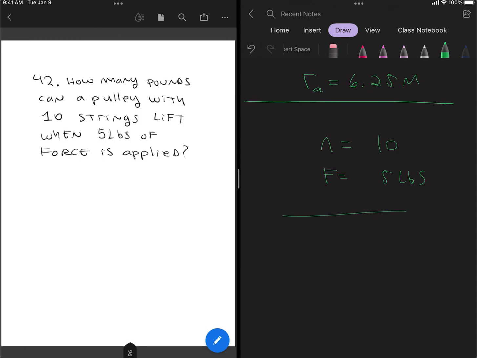You have the load that you want to lift, and it's connected to a pulley. And in this case, from the pulley, you have 10 strings. I'm not going to draw 10 of them here, but the number of strings is 10. So that's just going to be the number of strings here. And so you apply 5 pounds. The force that you exert here to lift this thing is 5 pounds. So this is the applied force. And try to figure out how much of a load you can lift.